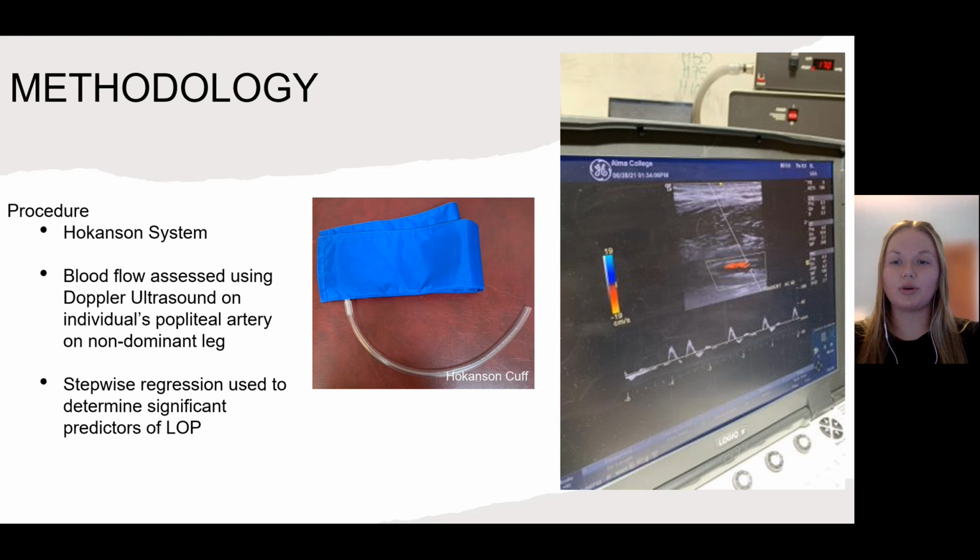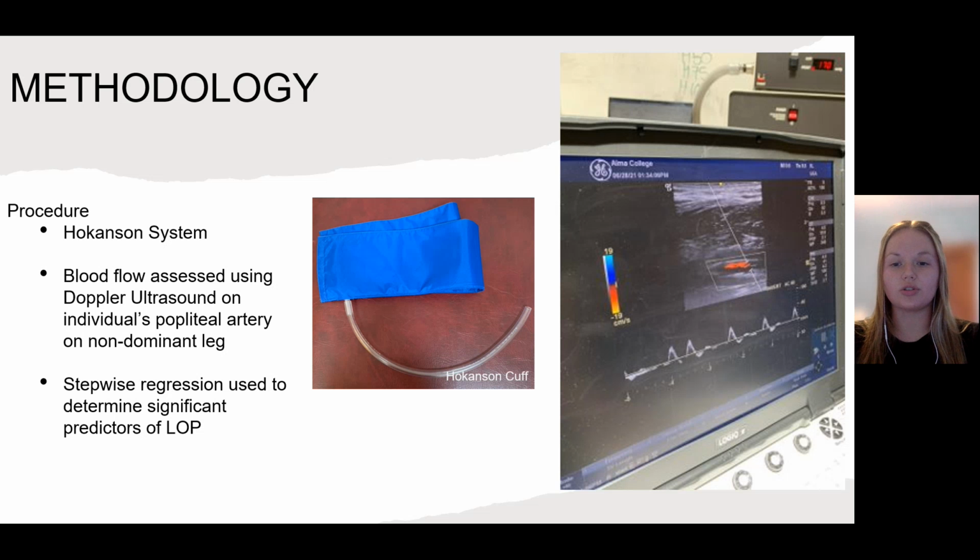After collecting the demographic information, the participants laid in a supine position on the hospital bed located within our laboratory. The Hokanson cuff, which is the middle image here, was then applied to the individual's non-dominant leg and connected to the Hokanson machine. This machine allowed us to manually inflate the cuff in a slow and controlled manner, which we did by increments of 10 millimeters of mercury.